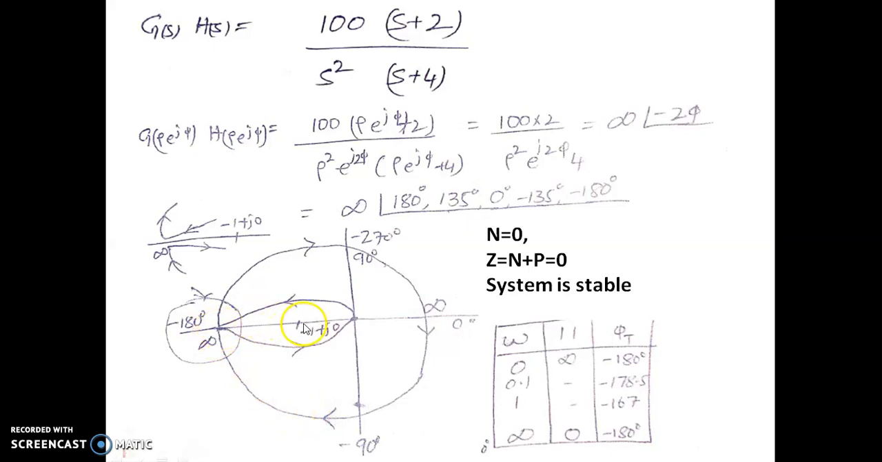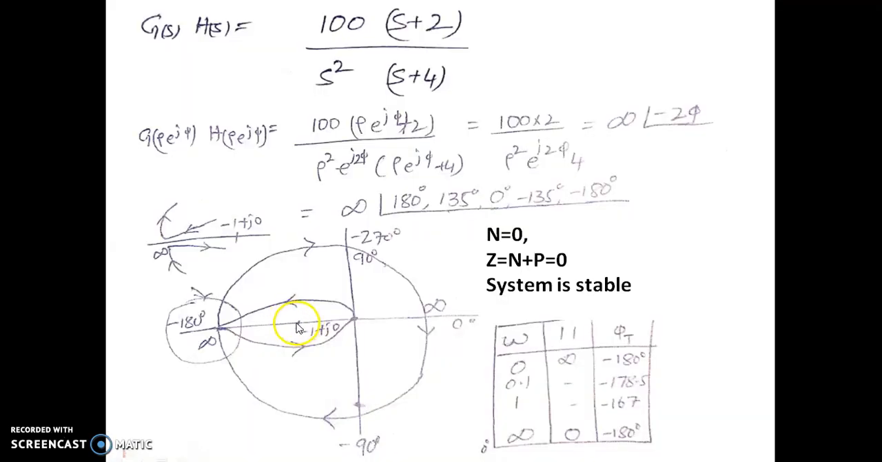Actually, this minus 1 plus j0 is not at all encircled by this contour. If you can see here, this came up to minus 180 and then it is going back here. So this is not actually crossed at all. This is a zoomed version of this. This minus 1 plus j0 is not at all encircled by this contour. So n is equal to 0 in this case. The value of n is equal to 0. It looks like it is encircled, but it's actually not crossing here. If you zoom this portion, it looks like this.